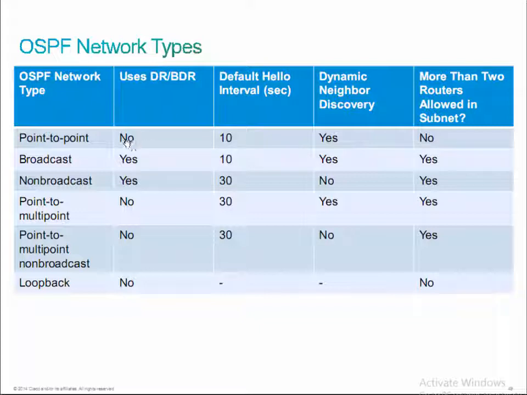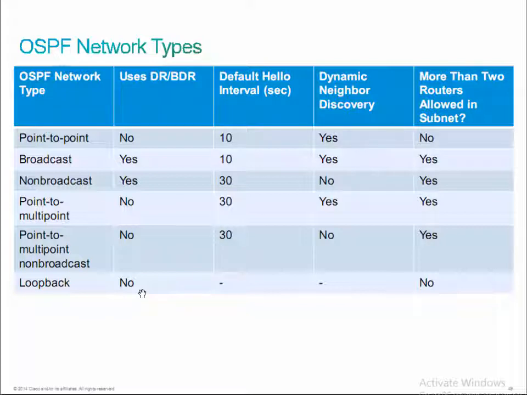DR BDR for point to point, no. Point to multipoint, no. Point to multipoint non-broadcast, no. Obviously, loopback is kind of an exception to the rule, because with loopbacks we don't have any neighbors, or anybody to share with. So if you do get tested on this, just remember those two things. Non-broadcast, no automatic neighbor discovery. Point to anything, no DR BDR election. Okay.